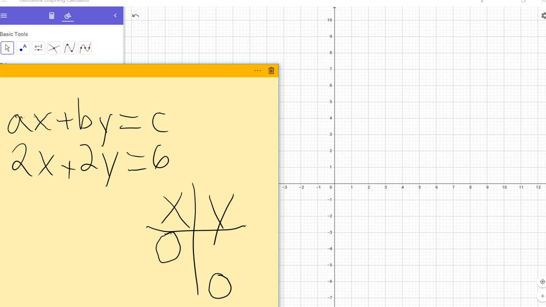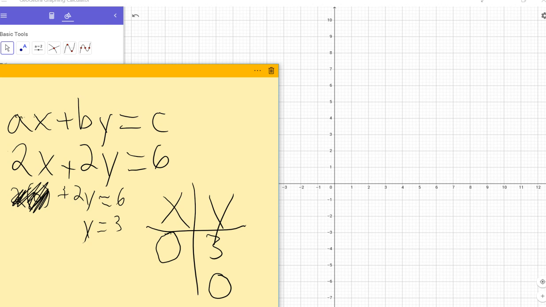When we put a number in for x, in this case 0, we'd be saying 2 times 0 plus 2y is equal to 6. Well, 2 times 0 cancels out to 0, and we are left with 2y equals 6. Well, 2 times which number would give you 6? 2 times 3 would give you 6. So when my input is 0 for x, my output would be 3. So my first ordered pair would be (0, 3).